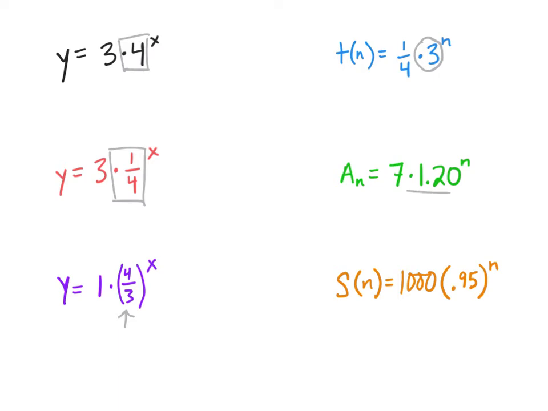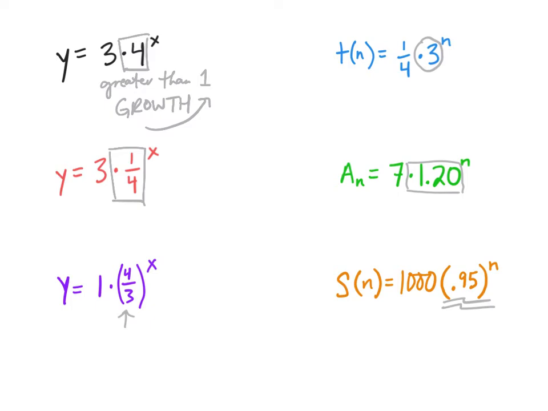In the green problem, we don't care that 7 is the start. We're going to look at that multiplier. And in the last one, we're going to take a look at the parentheses. That multiplier is going to tell us whether we have growth or decay. All right, let's go get them. In the black problem, we have multiplying by 4, which is greater than 1. Because it's greater than 1, that means it is exponential growth. That will be increasing.